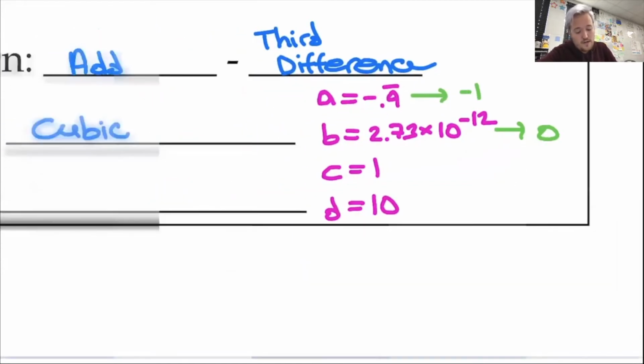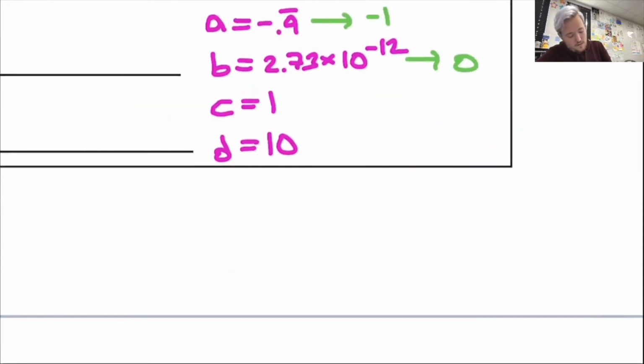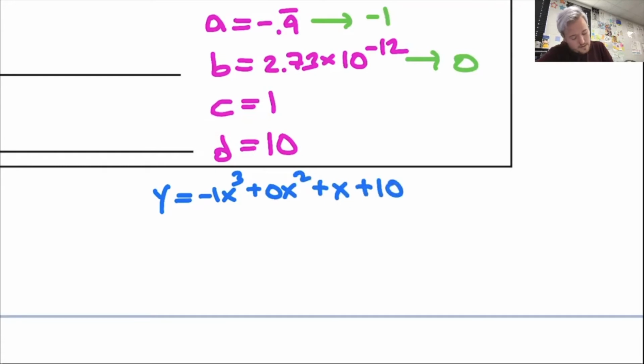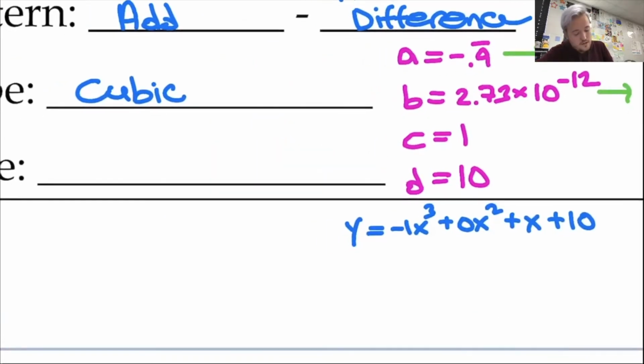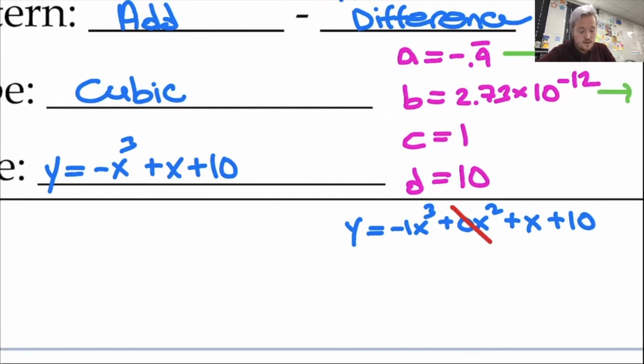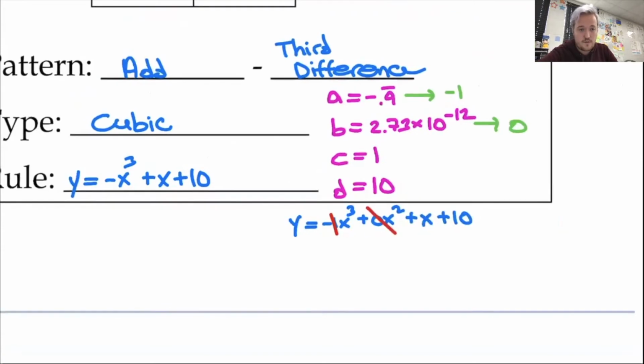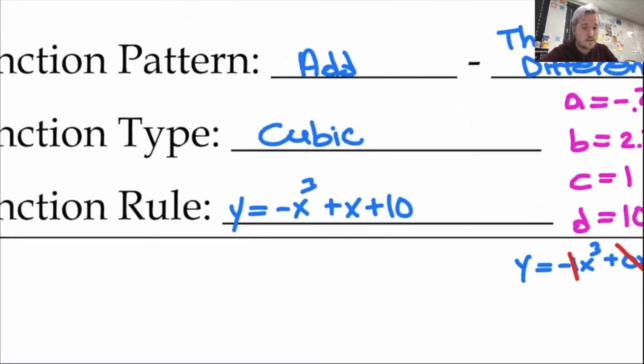So when you're writing your equation, I'm going to kind of fill in the gaps. So -1 x cubed plus 0x squared plus x plus 10. So really what this equation is, y equals -x cubed plus x plus 10. We don't even have to write the squared term just because the coefficient is 0. And then we don't have to write the 1 at the very beginning. We don't have to write it at all. So this is your equation: -x cubed plus x plus 10.